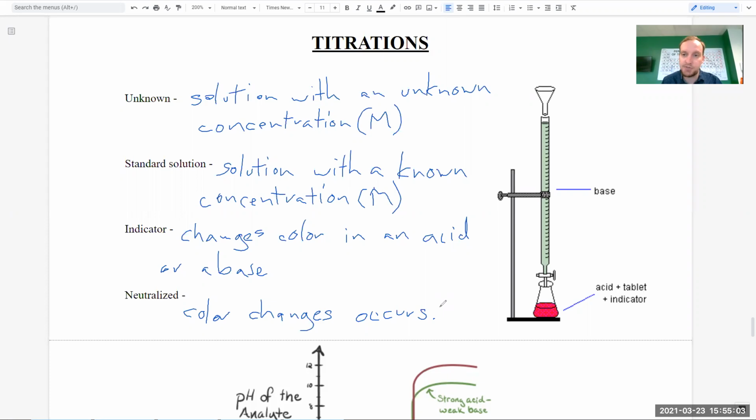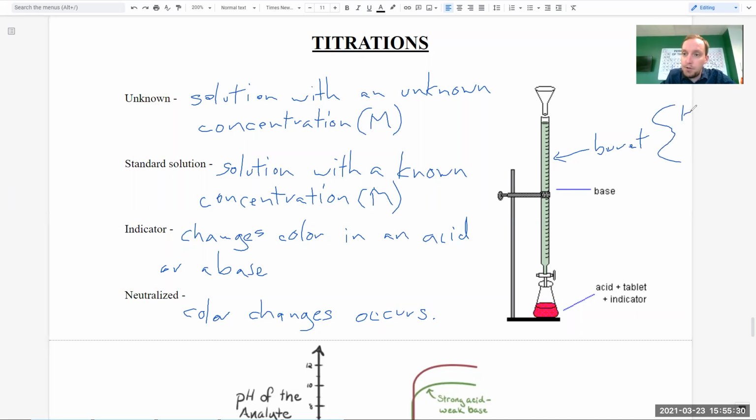So let's talk about the actual setup on the right side of the screen. Now the funnel at the very top is only needed at the very beginning in order to get our standard solution into what's called a burette. A burette is a very tall, fragile piece of glass that's a tube that could hold a known volume of whatever solution we want.